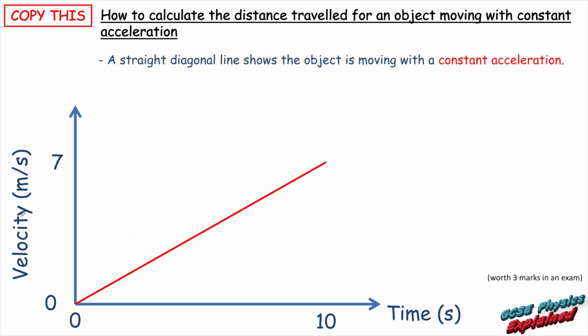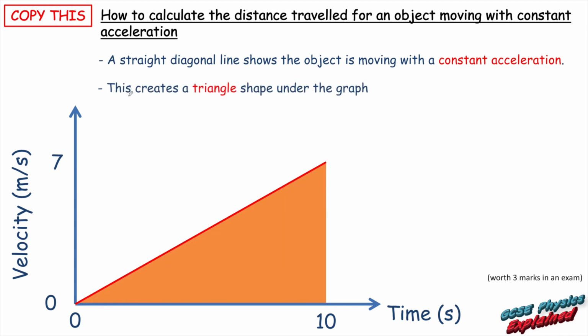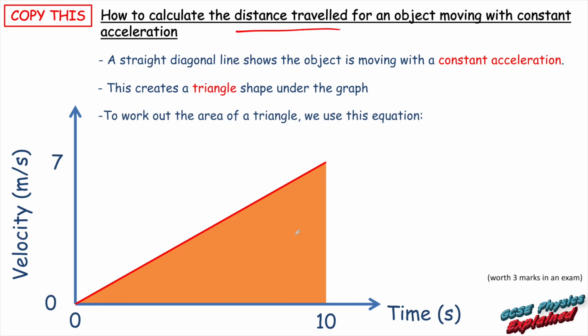From the last video, if you've got a velocity time graph, you've got a straight diagonal line that basically shows that the object is moving with a constant acceleration. That's because the rate at which the velocity is increasing is constant. Right, so this is going to create a triangle shape under the graph. And if you've got to work out the distance travelled, we need to work out the area of that triangle.